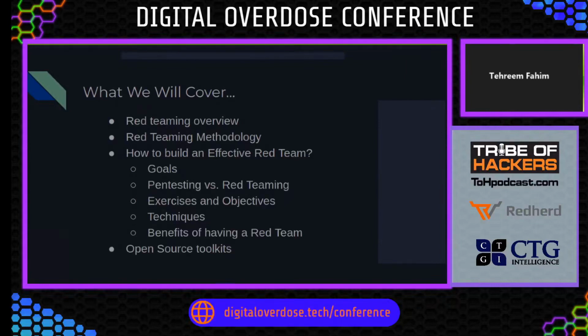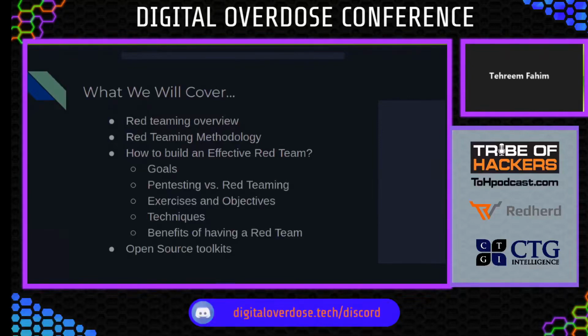Also, we will see the techniques used by the teams. Then we will see why an organization should consider building a red team. Finally, we will check a few resources. First, let's see what the first is all about.